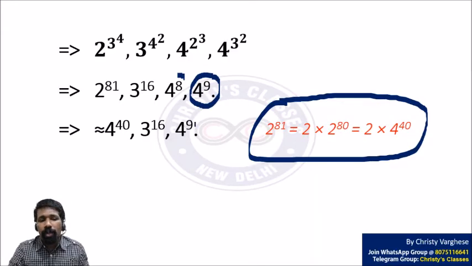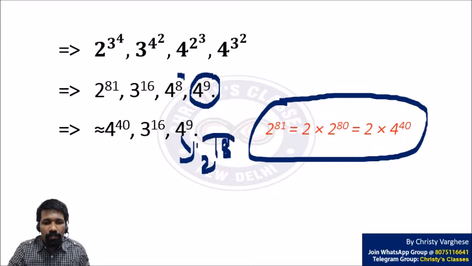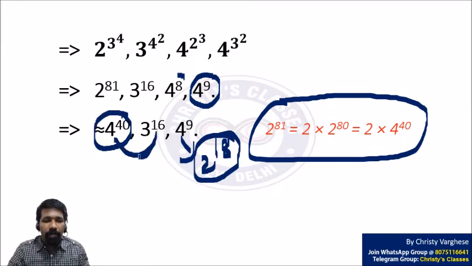Now some of you may be thinking, why didn't I convert 4 raised to 9 to 2 raised to something? That is easier, right? 4 raised to 9 written as 2 raised to 18 is much easier. But then you have to again convert this for comparing these two. That is why I didn't do so.